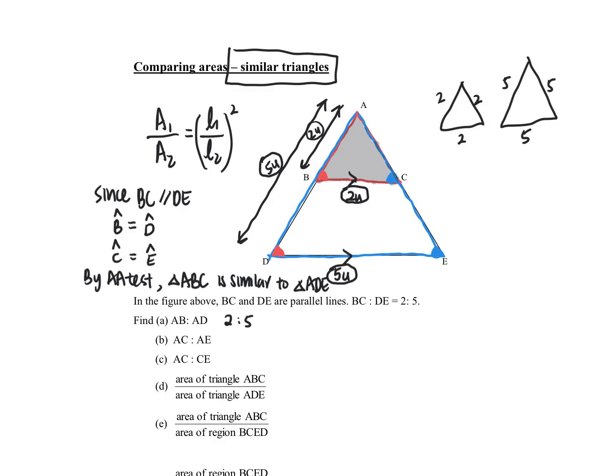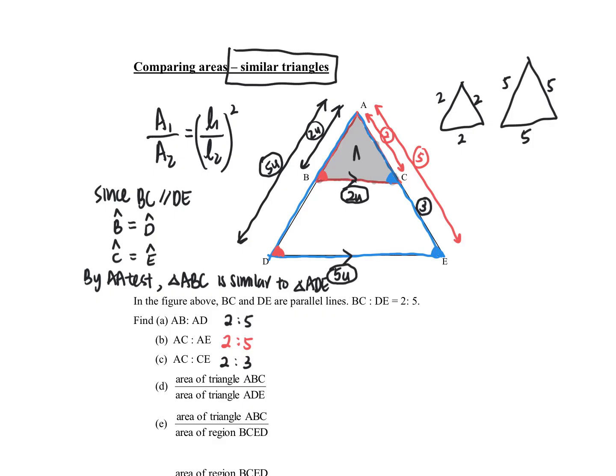So how do we find AC to AE? AC to AE is 2 is to 5. What about AC and CE? 2 is to 3. Okay? So don't be scared. It's the same thing. Next one, I want triangle ABC and triangle ADE.